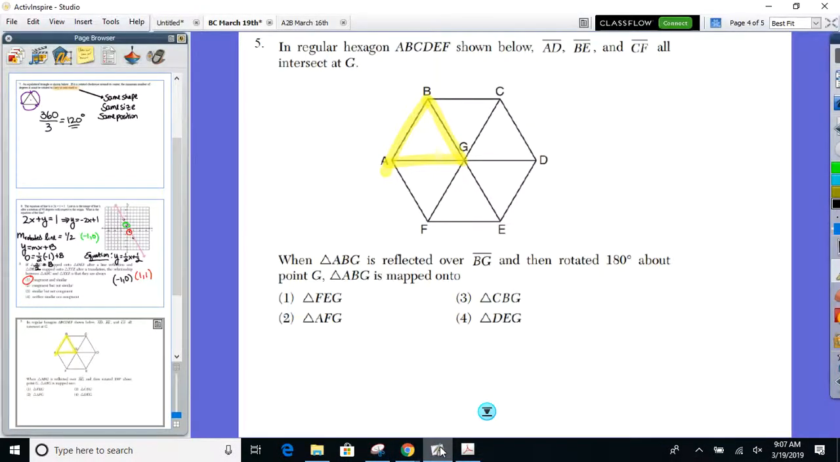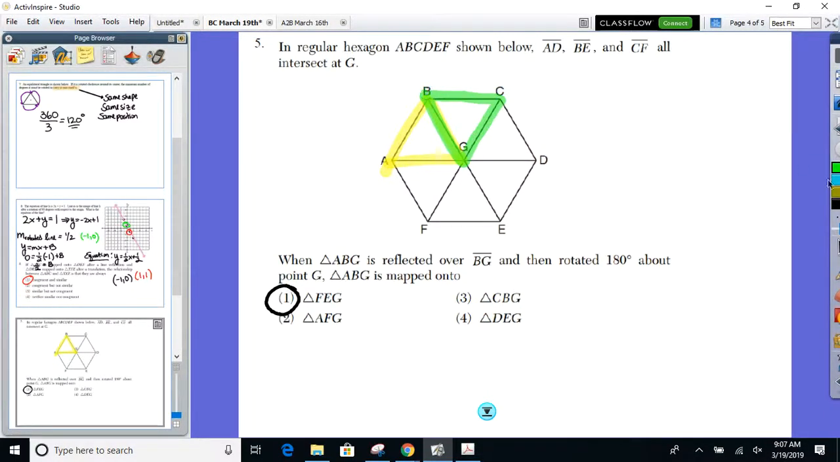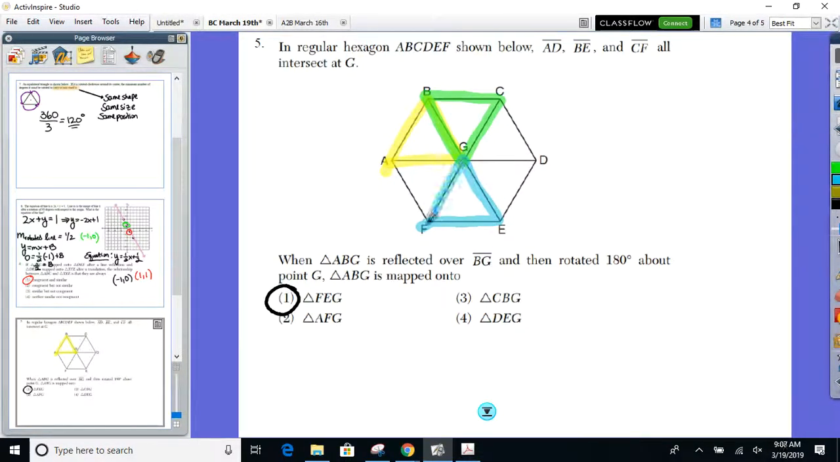The new triangle you ended up with: F, E, G, thank you. Choice 1, F, E, G. Ready? Flipping it over BG, goes to BGC, rotating it 180, yes, I do end up at FEG. Any issues there?